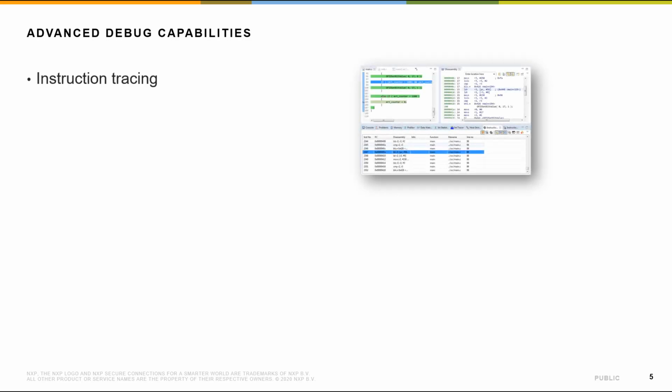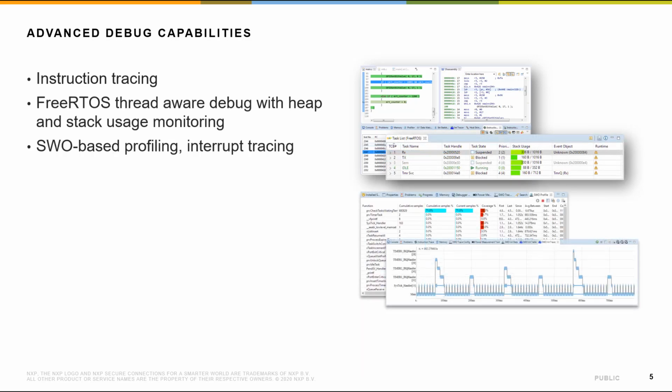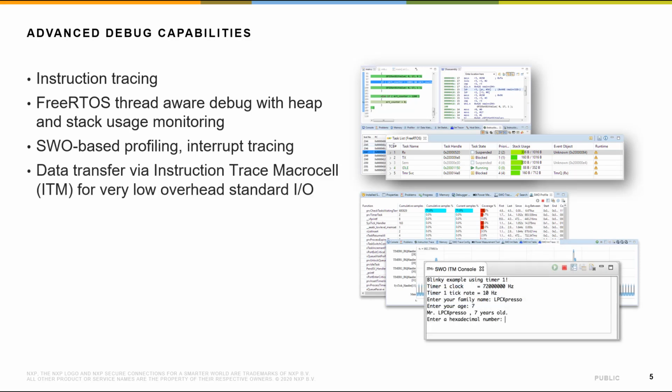MCUXpresso IDE adds many debug capabilities to the standard Eclipse platform, including instruction tracing for Arm Cortex M0 Plus and other trace-enabled parts, FreeRTOS thread-aware debug with heap and stack usage monitoring, SWO-based profiling and interrupt tracing, and data transfer via instruction trace macrocell for very low overhead standard I/O, in addition to many other features.